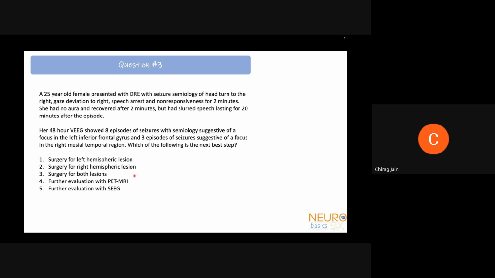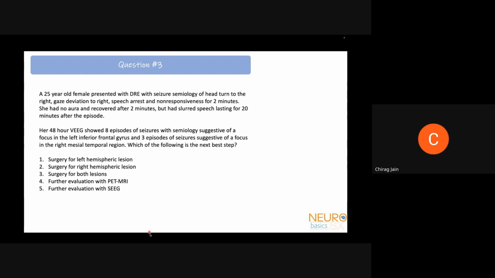You cannot operate on the right hemispheric lesion because you have no proof that removing this lesion will create cessation of epilepsy. You cannot go ahead and operate on both lesions. You again have no proof that removing both lesions will create cessation of epilepsy. So this patient is currently not a safe candidate for surgery.